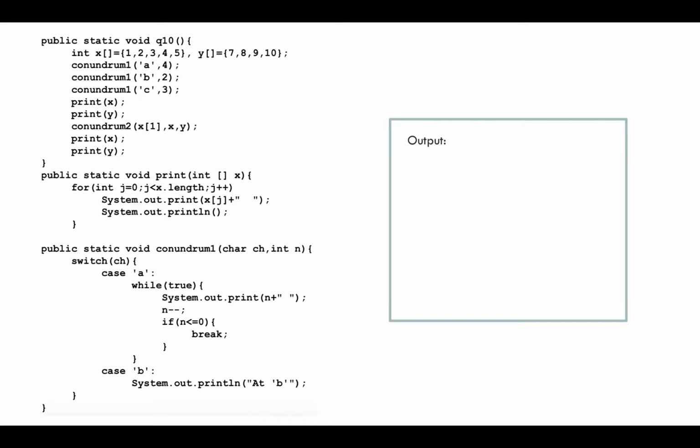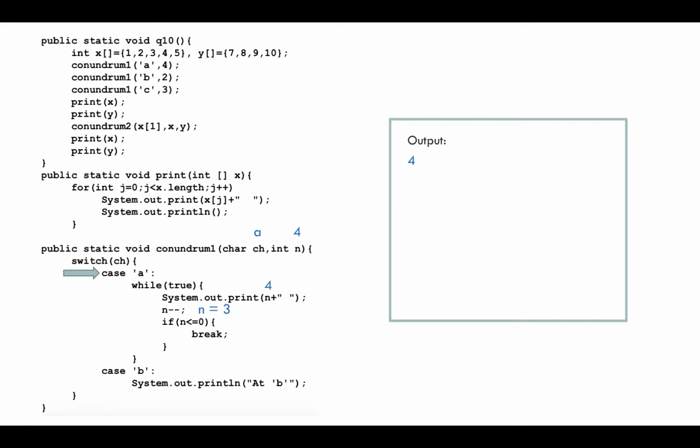Now let's look at the actual exam question, which is asking us to state the output of calling method Q10. When we call conundrum 1 with input variables a and 4, the values a and 4 are copied and passed to ch and n. The switch statement switches the value of ch. Since ch is equal to a, it matches case a and goes to the while loop. Because the condition is true, it prints out the value of n with a space. Initially, the value of n is 4, so it prints out 4 with a space. And then n is decreased by 1, so n is equal to 3.